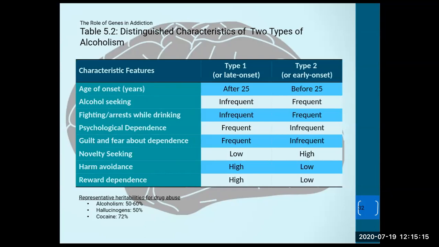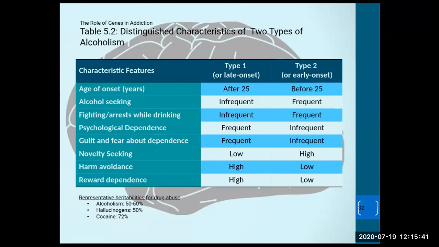Do they have as much of a psychological dependence as the type 1? No. And they don't seem to have much guilt and fear about dependence. And that may be maturity in the brain as well. Their novelty seeking is very high, but they don't look to avoid harm. And they don't seem to have a dependence on the reward system, right? That mesolimbic system.